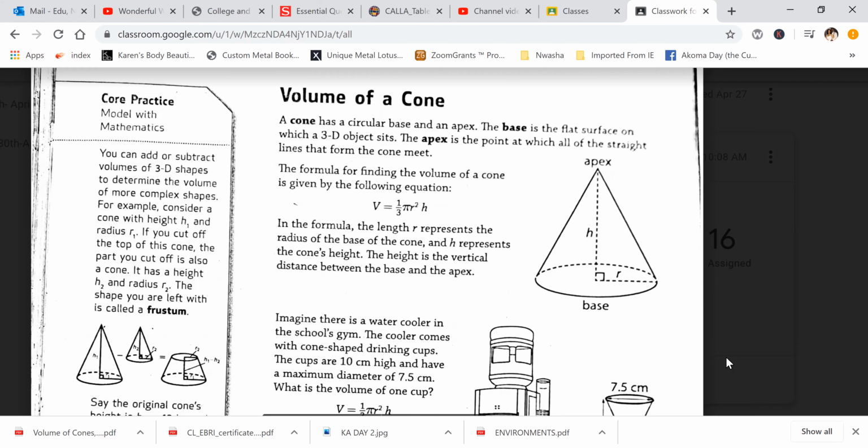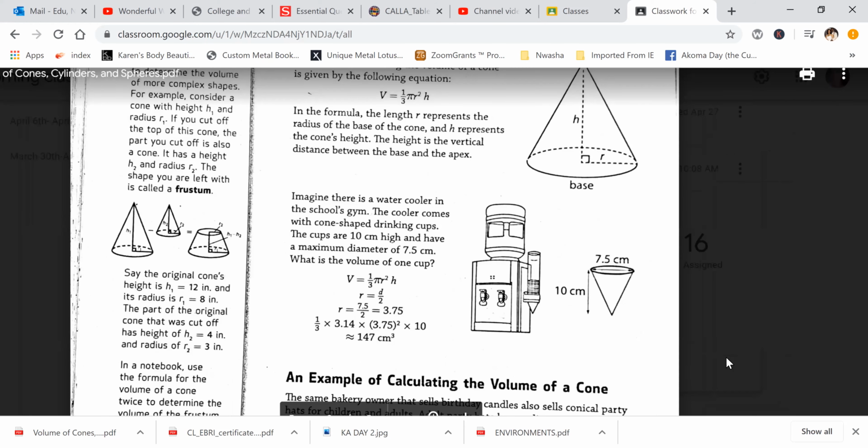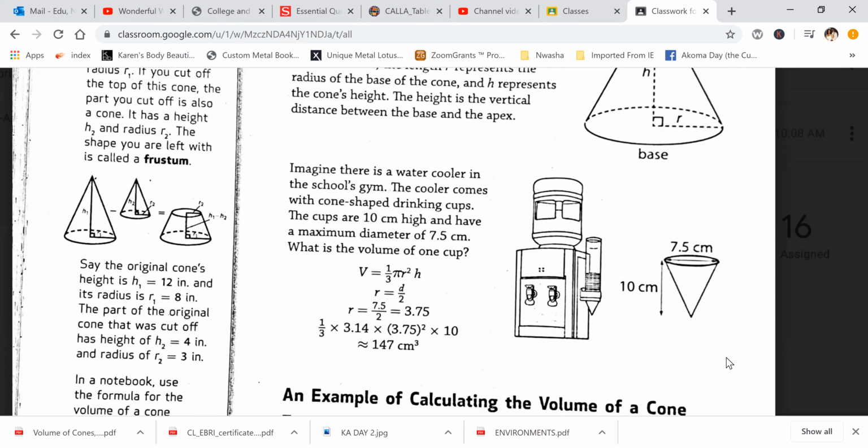So this one has what we were talking about yesterday as those water cooler cups. It says, imagine there's a water cooler in the school's gym. The cooler comes with cone-shaped drinking cups. The cups are 10 centimeters high and have a maximum diameter of 7.5. What is the volume of one cup? So now this is where we said you're using your imagination. Sometimes it's going to be the cone that's in the street. Sometimes it's going to be like this, where you're taking the cone and flipping it upside down and filling it like an ice cream cone or like a cup.